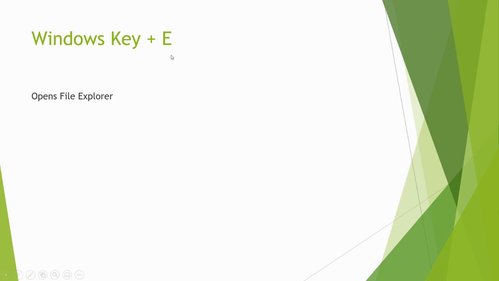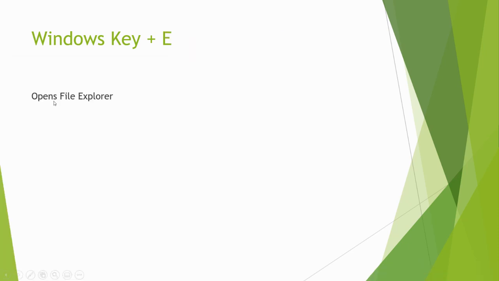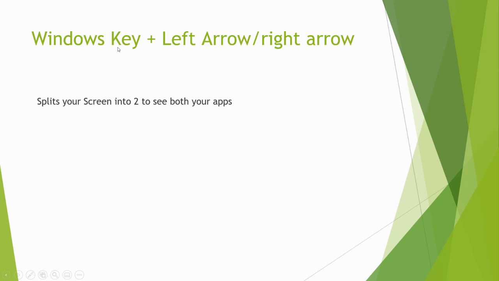Windows key plus E. It opens your File Explorer. So Windows key plus E opens File Explorer and you can easily get your files and folders here. Windows key plus left arrow or right arrow key splits your screen into two to see both of your apps.